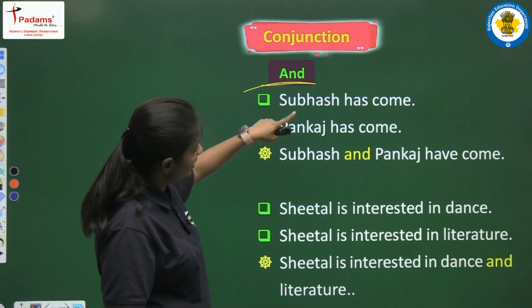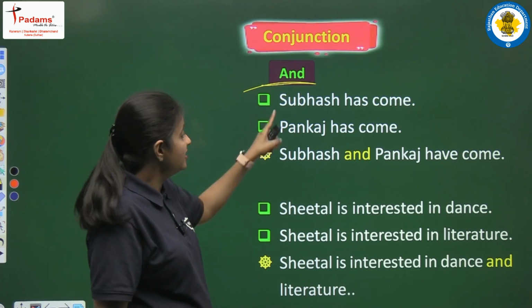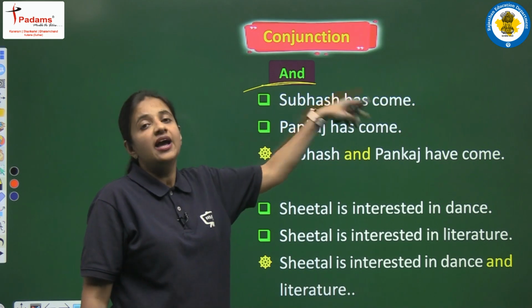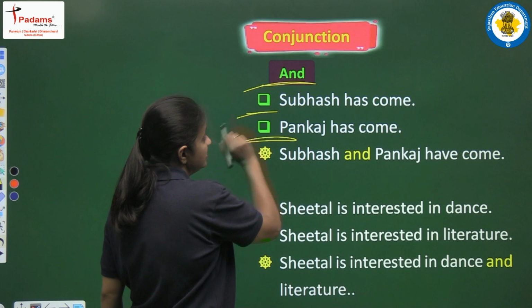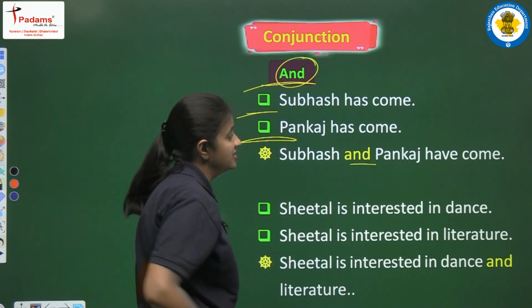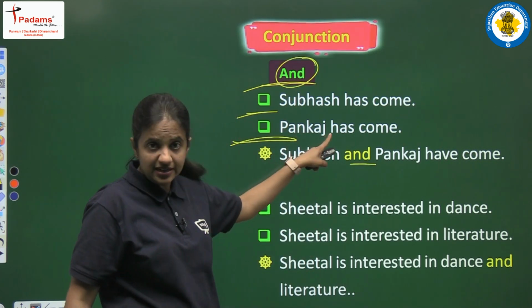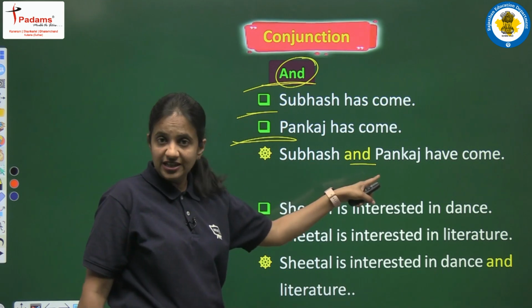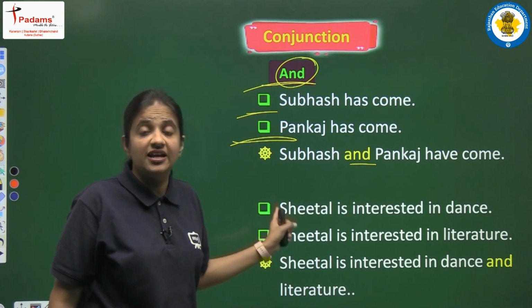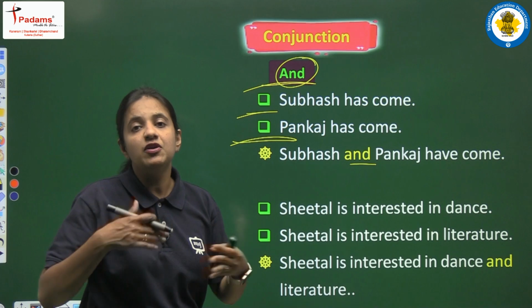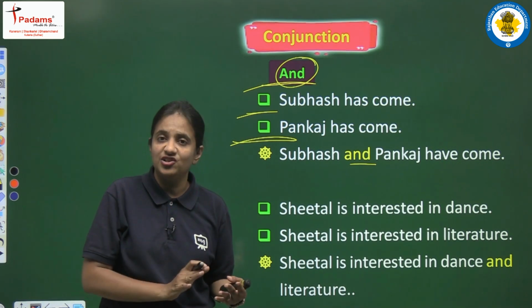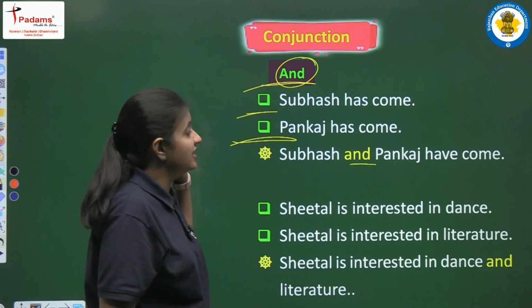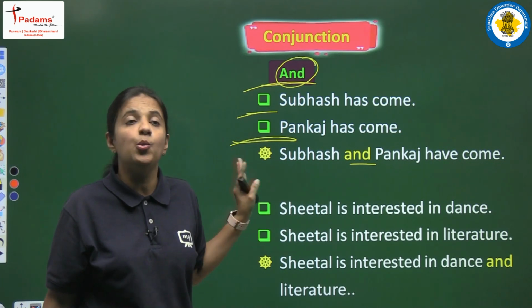So here we have two sentences first of all, and then we will have one sentence. What we are doing here is connecting these two sentences using and. We have two different sentences, but after the use of the conjunction we will make one sentence. So these two sentences will be converted into one single sentence using the conjunction. Okay, so let's try to understand how it actually works.